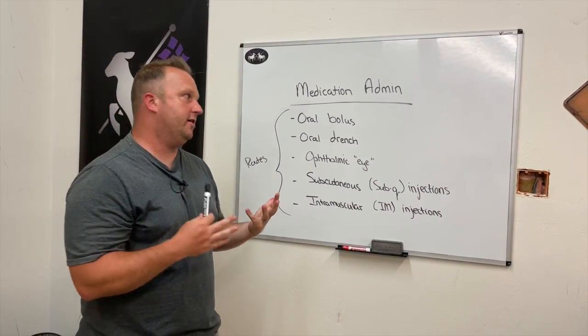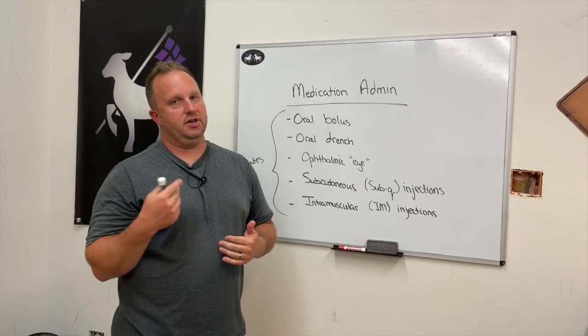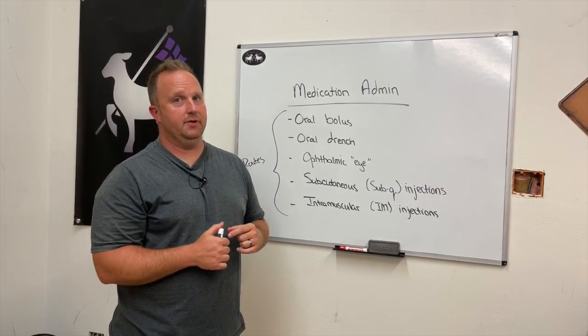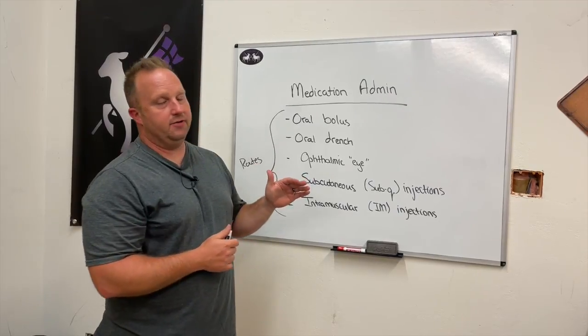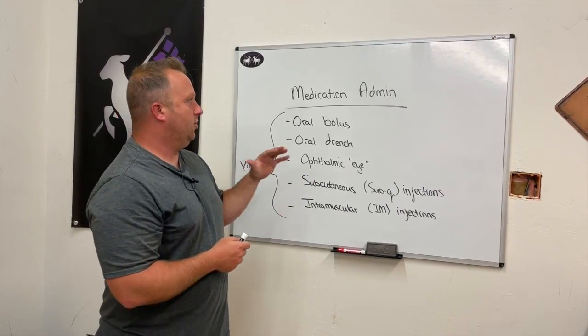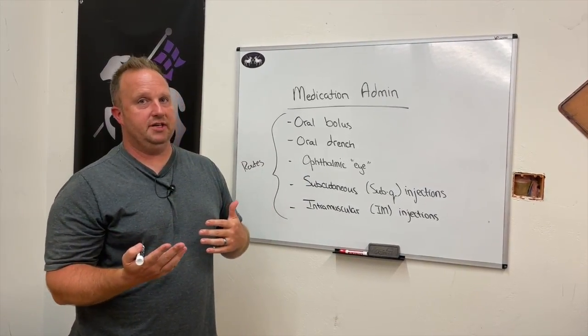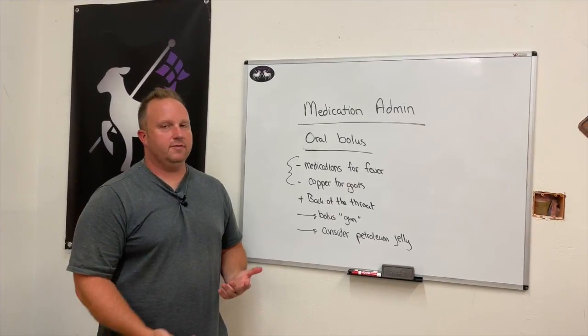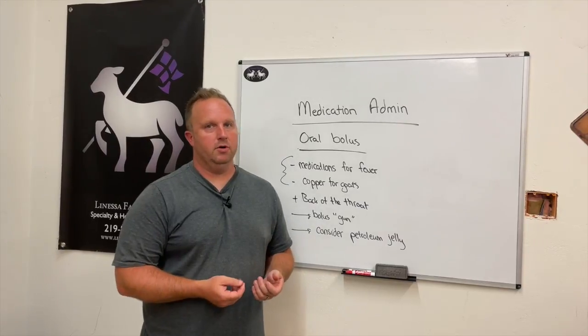So we're going to talk about them in here on the board, and then we're actually going to go out and give them to the animals, and you're going to see how we do that. So let's get ready to go through these one at a time. We'll show you the tools that you need in order to make this happen, and we'll take it from there. All right, so the first one that we're going to talk about is the oral bolus.